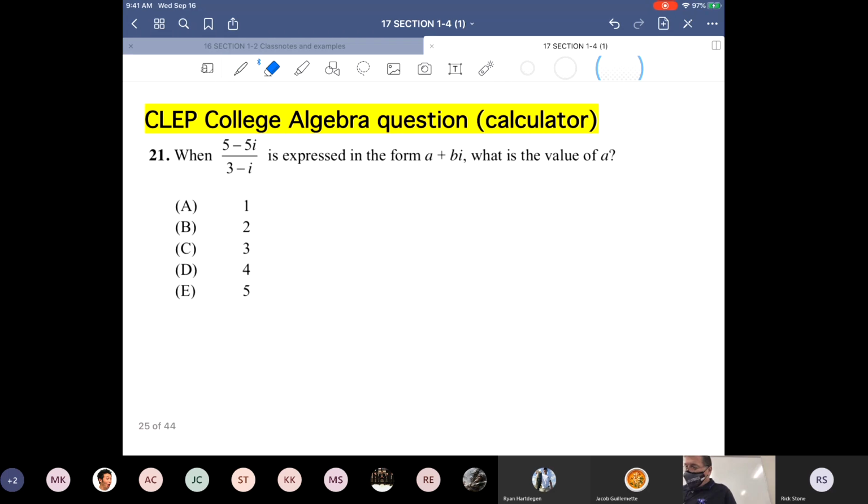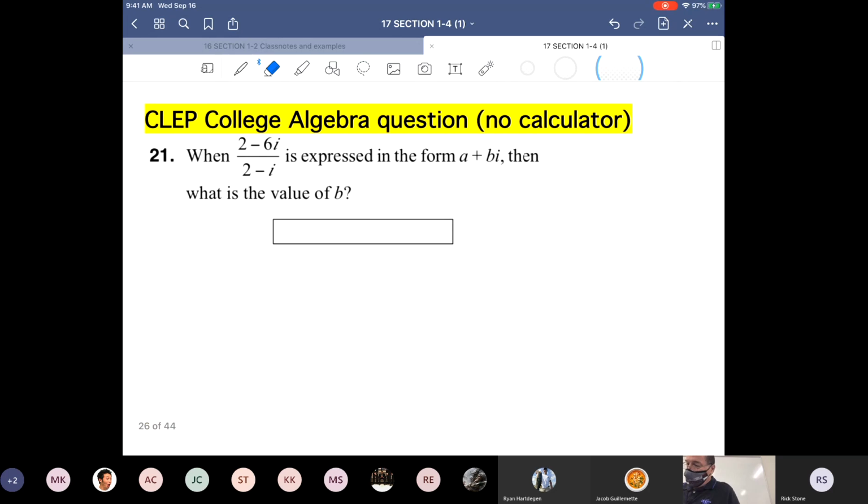Same thing. We're going to simplify. They're going to give us, they just want a. Just a, okay? They might say just b. They could do that just as easily. Here, same, oh, they did. Here's one where they just want the b. They want the coefficient for the imaginary number.